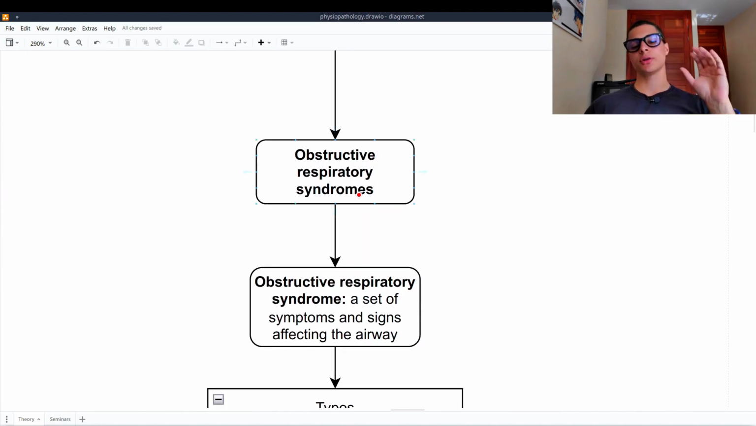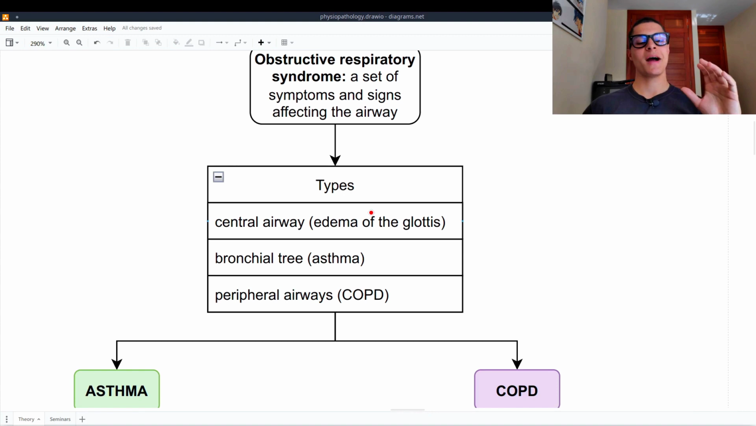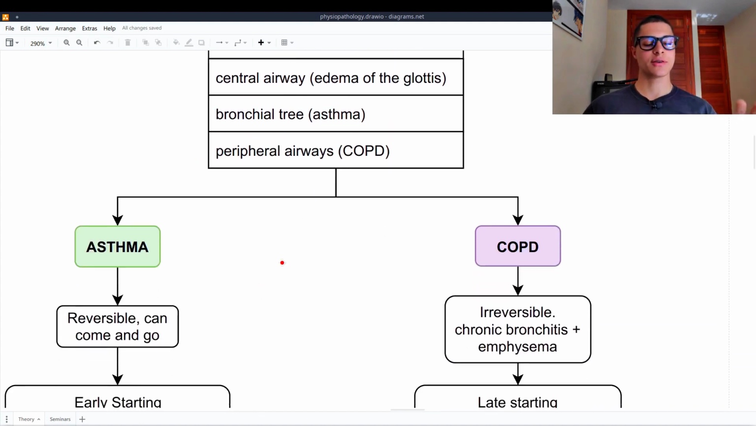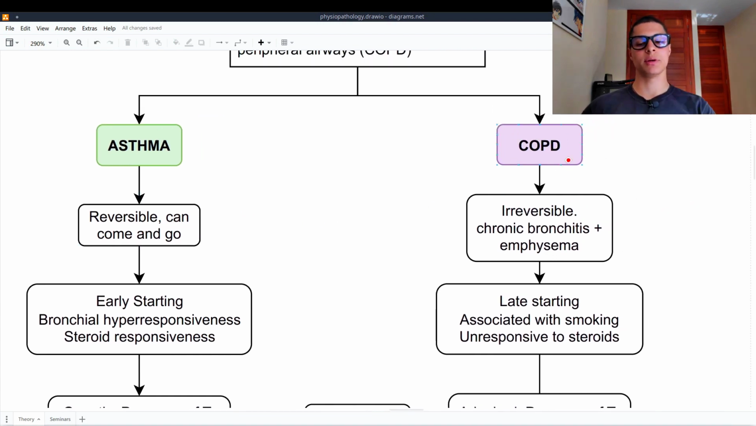The obstructive respiratory syndromes are a set of symptoms and signs affecting the airway. We have types here. The ones that affect the central airway, for example, edema of the glottis, the bronchial tree, the asthma, and the peripheral ways, the COPD. We're going to focus on these two. Asthma is reversible and can come and go. On the other hand, the COPD is irreversible, and it is created via chronic bronchitis plus an emphysema.